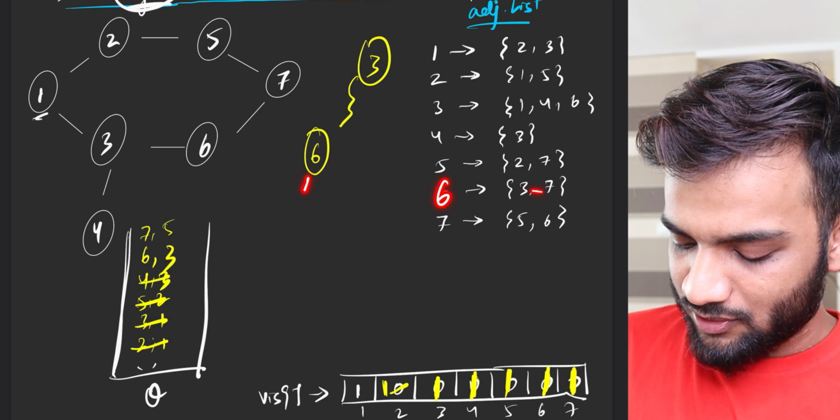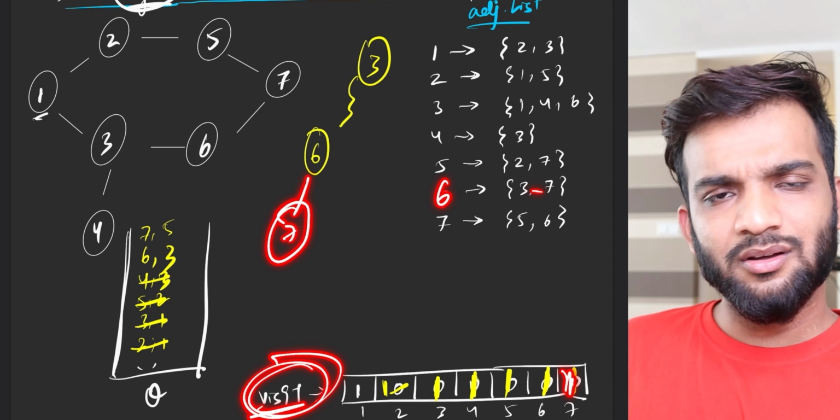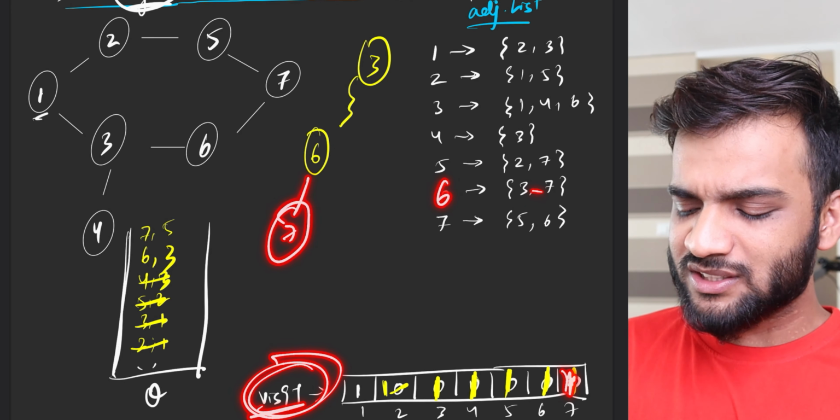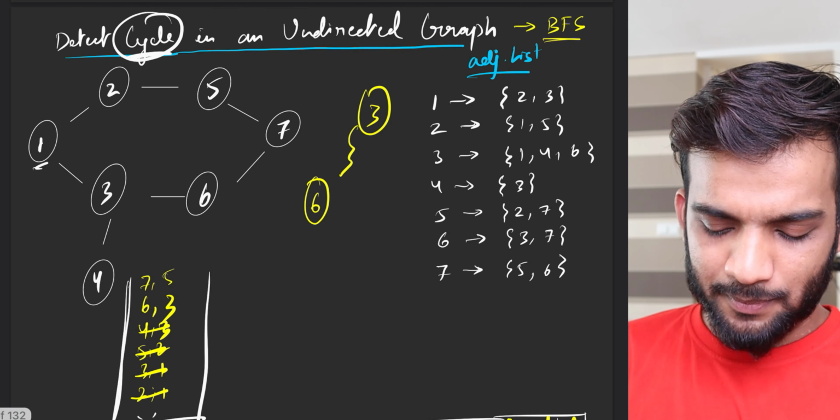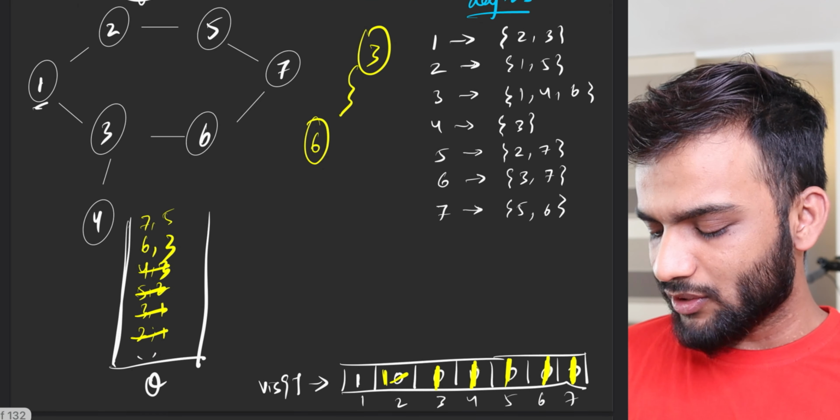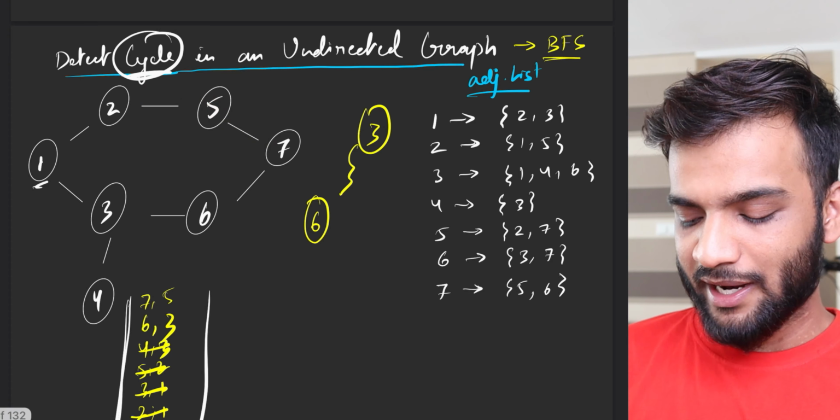6 can go to 7. But if we go and see in the visited, it says, hey, we have already visited 7. But BFS tells me that we always traverse in equal direction. How can someone visit 7?